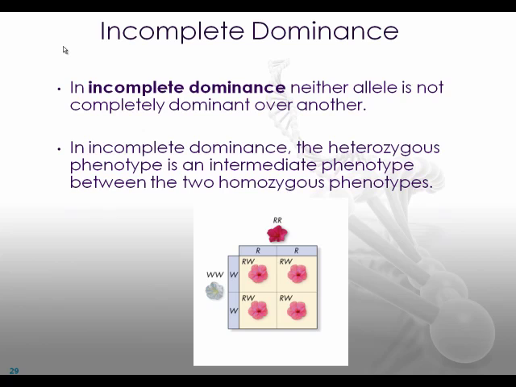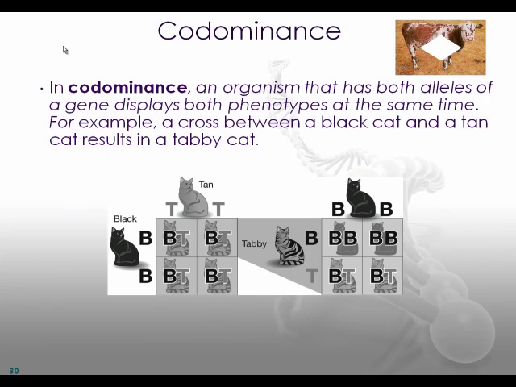Some textbooks describe this as blending. In this particular case, you will see red and white flowers producing pink flowers. In codominance, an organism that has both alleles of a gene displays both phenotypes at the same time. An example of this is a cross between a black cat and a tan cat, and it results in a new color, in this particular case, a cat that is called Tabby. Another example of that would be the roan color you see at the top of the page.